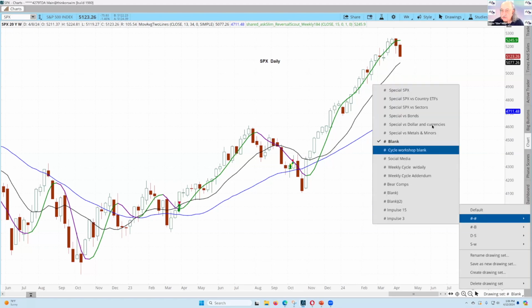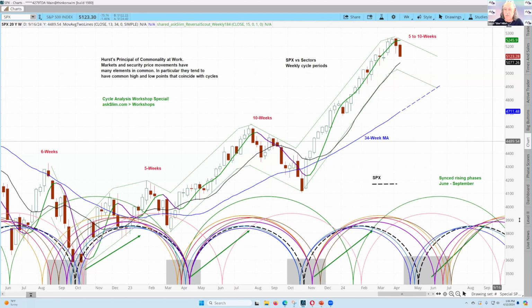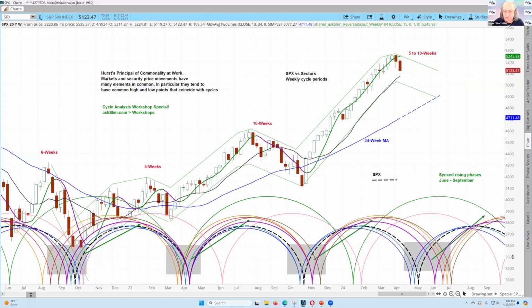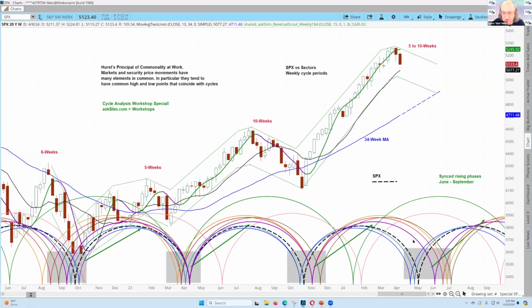So I'm going to go to the special SPX versus sector analysis, and wow, look at that. I mean, that is fantastic. There is so much information on here, it's going to blow you away. This is that S&P 500. You could see that dark dashed line. That's the cycles I just showed you on the S&P 500, turning over here in the period of risk.